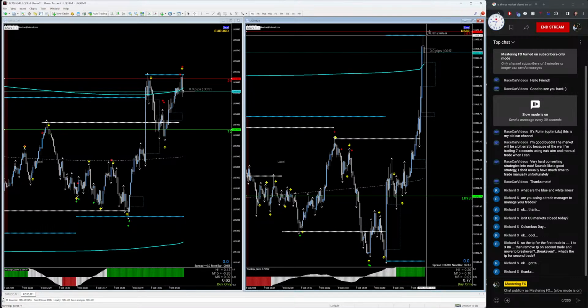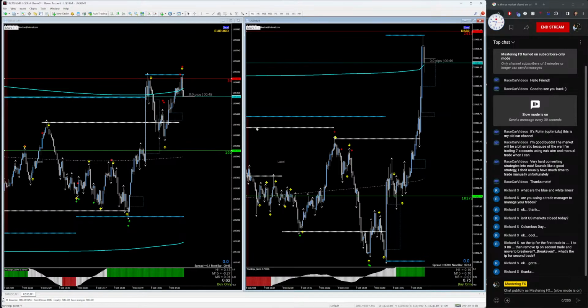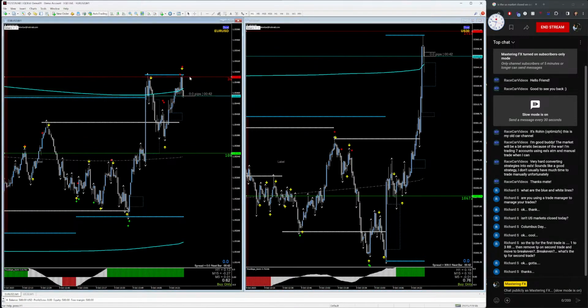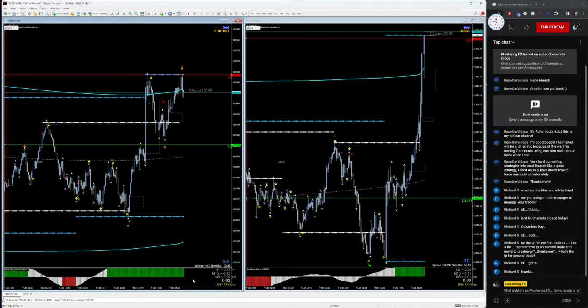Which is roughly here. 305, yeah, maybe a little bit higher. Like that. On Euro USD, I don't, oh shit. Ah no, it's not green yet. It's not green yet. I can't take this trade.